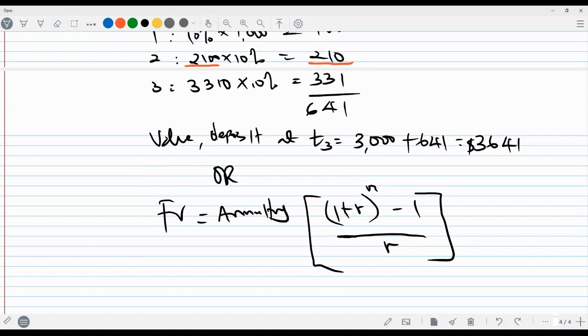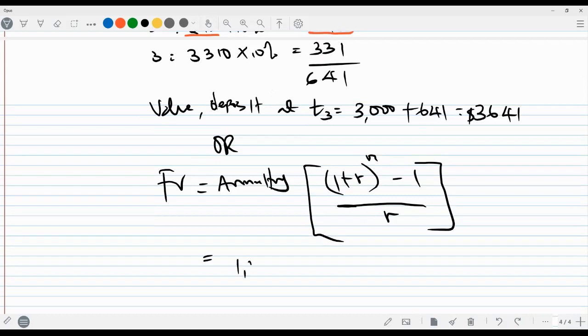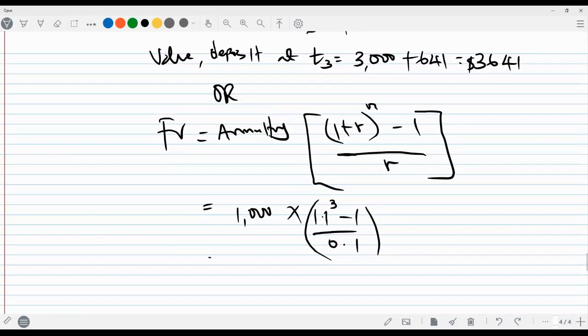An annuity is an equal amount that is invested or received over equal time periods. This 1,000 being invested every year qualifies as an annuity. It's not a single cash flow, it's an annuity. Therefore, using the formula, it will be equal to 1,000 times 1.1 to the power of 3, minus 1, divided by 0.1, and you get how much? 3,310.